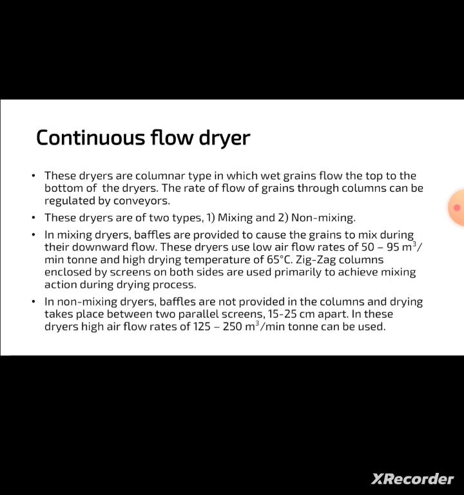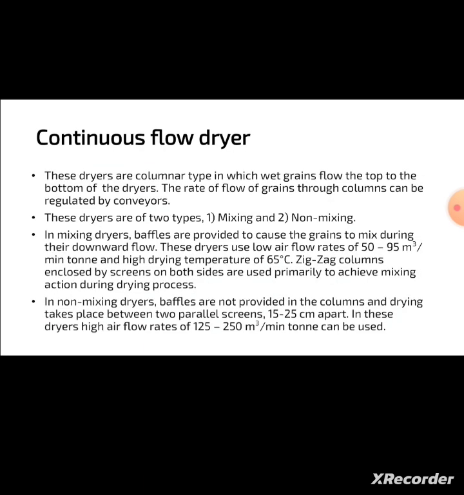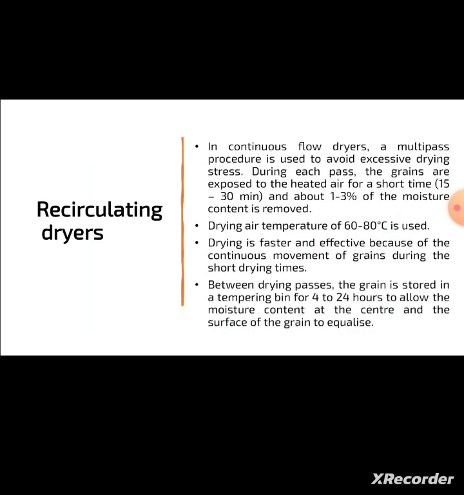So in this there are two types: mixing and non-mixing type. In the mixing type, baffles are provided to cause the grains to mix during the downward flow, and in non-mixing types baffles are not provided in columns, and drying takes place between two parallel screens. And the airflow rate, volumetric flow rate, will be varied based on the type of crops or varieties used. Next one will be recirculating dryers.